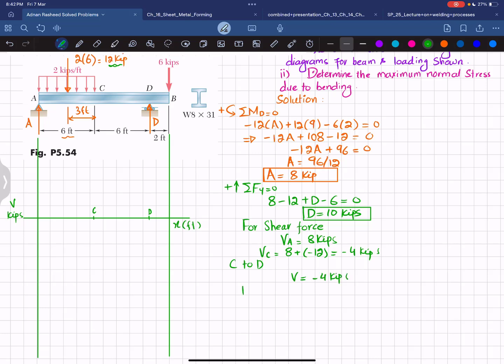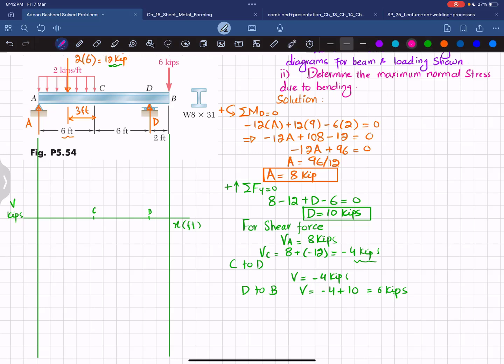And from D to B, V will be equal to VA plus VC plus VD, and that will be equal to minus 4 plus this 10, where VD is 10, and that will give you 6 kips. You can draw the shear force without this, but I have drawn it for your understanding. So let's plot this shear force diagram.